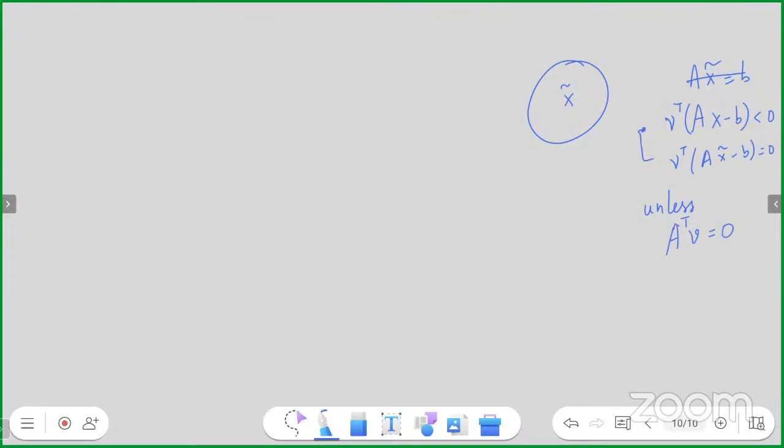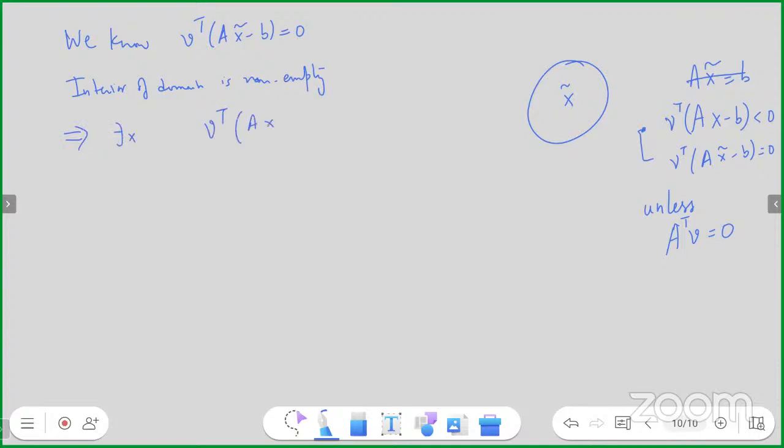This we know. We get this, by the very definition of the interior of the domain. Therefore, the system x as that A transpose x must be equal to zero, unless A transpose is equal to zero.